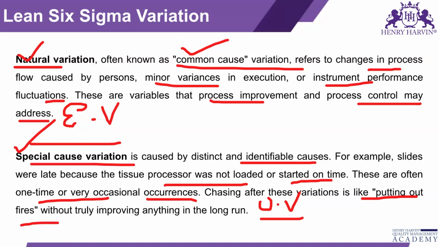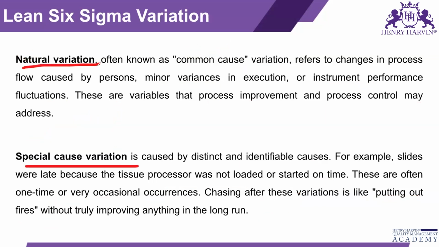That is a perfect example of which type: special cause or natural variation? What do you think? Yes, it is special cause. It happens very rarely, not all the times, correct? It is a very rare combination, but that is called special cause variation, which is unexpected. Natural cause is expected variation.